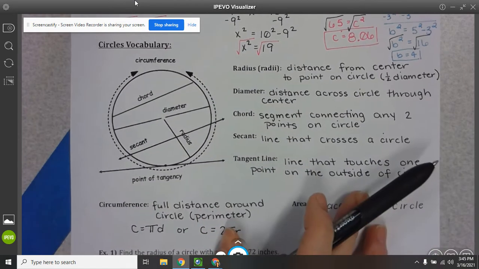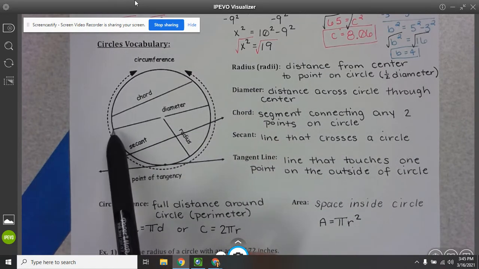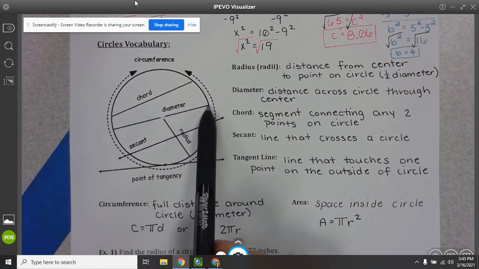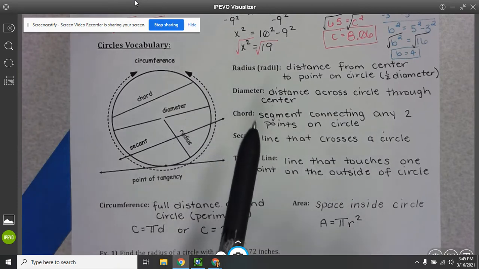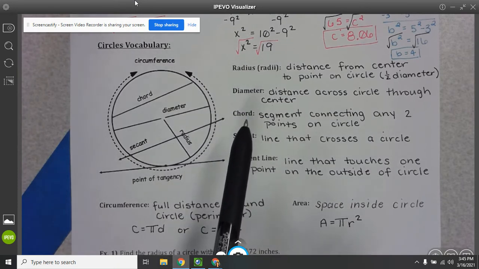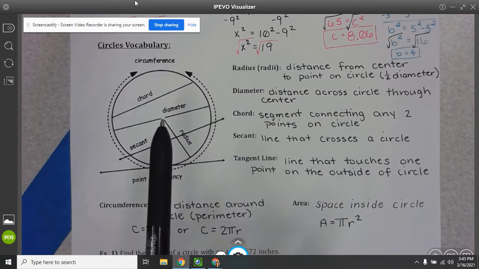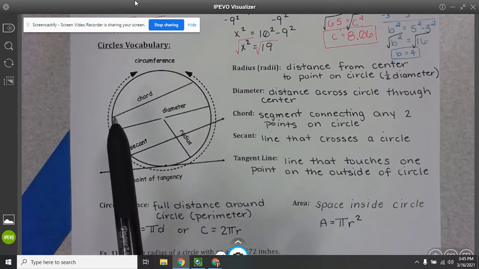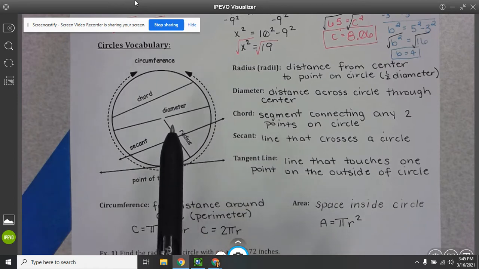And that's half of the diameter, which we remember the diameter is from any point on one side through the center to a point on the other side of the circle. The difference between the diameter and a chord, any chord, is the diameter has to go through the center. A chord does not. A chord is just any 2 points on the edge of the circle getting connected. So that's the difference between those two.